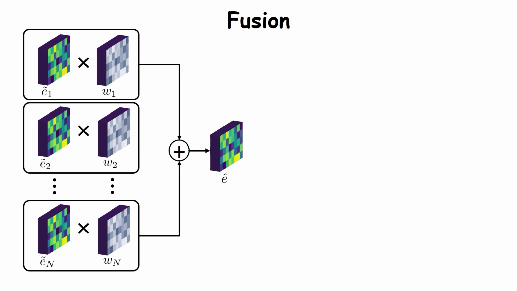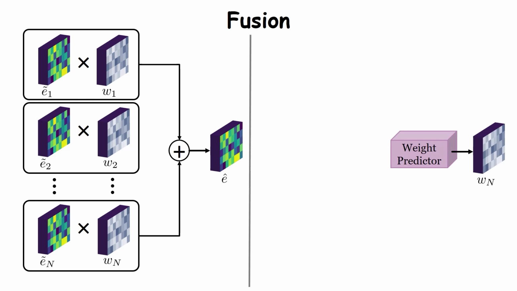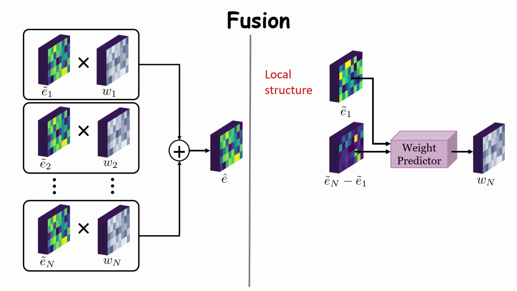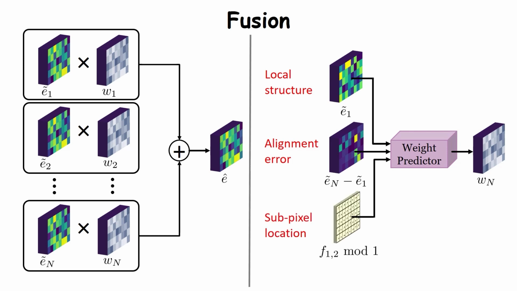The fusion weights are predicted adaptively by the weight predictor module using three sources of information. Firstly, the reference image embeddings, which contain information about the local image structure. Secondly, the residual between the aligned embeddings and the reference embedding, which can indicate possible alignment errors. And finally, the subpixel sampling location of the data. The fusion weights allow us to adaptively merge the input images to obtain good performance.